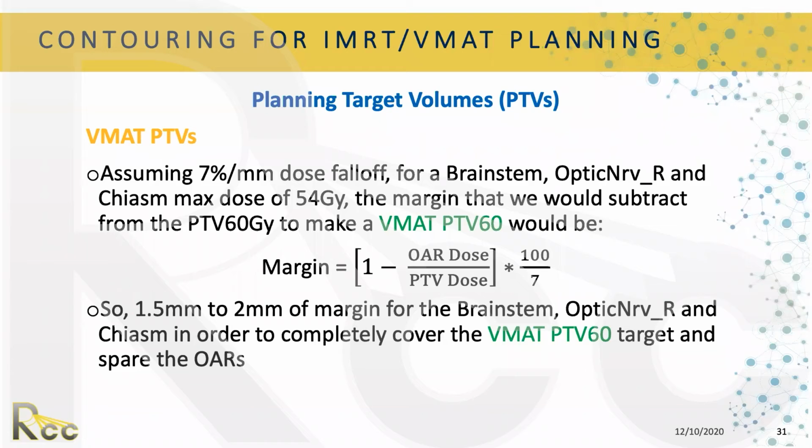The margin that should be subtracted from the PTV 60 to create the VMAT PTV 60 will be given by applying the formula, and that will give you, this is like 1.4, almost 1.5. So you can be a little more generous too. You don't need to use the value that it says there. So between 1.5 millimeter and 2 millimeter of margin from the brainstem, optic nerve, and the chiasm, in order to completely cover the VMAT PTV 60 while sparing those ORs.